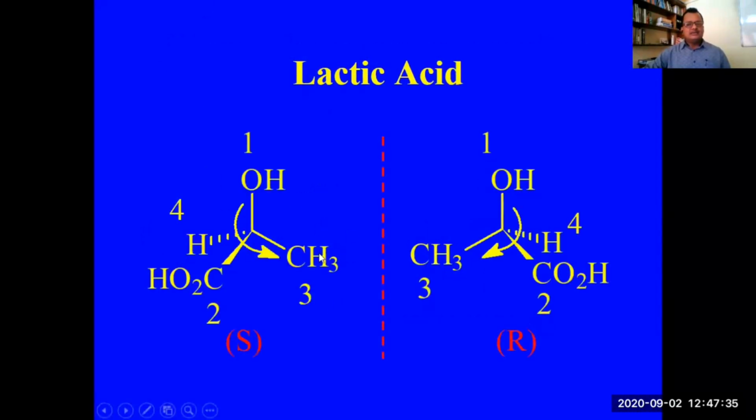Here again, lactic acid. This is the chiral carbon attached to oxygen, carbon, carbon, and hydrogen. Here the highest priority is the OH group because oxygen has the highest atomic number, and the lowest will be hydrogen. It has the lowest atomic number. The problem is now with the CH3 and COOH groups. CH3 is connected through carbon. COOH is also connected through carbon.